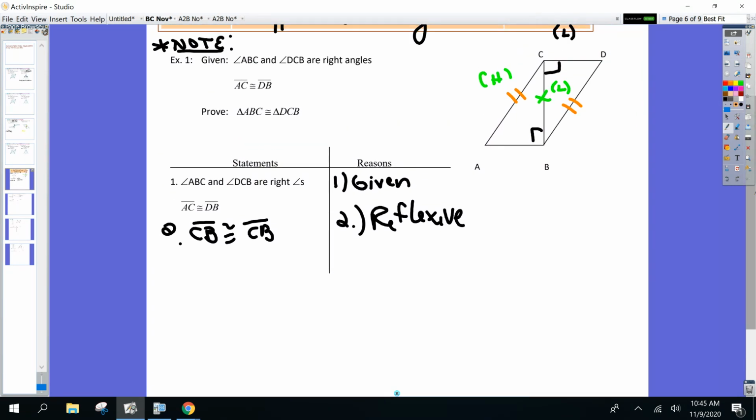All right, let me turn. What else do you think has to go in here? Okay, I got the AC and DB. Those were the hypotenuses. CB, CB, there's the leg, but you're not ready to say the triangles are congruent by HL yet. We still got to put a little more in there.